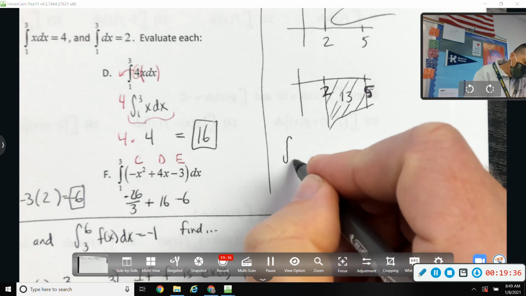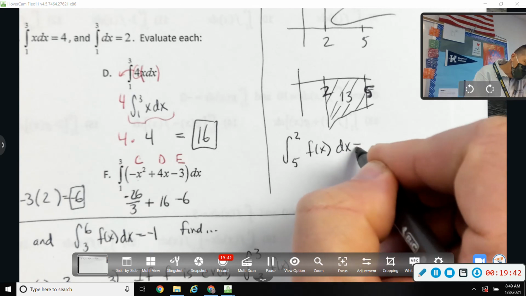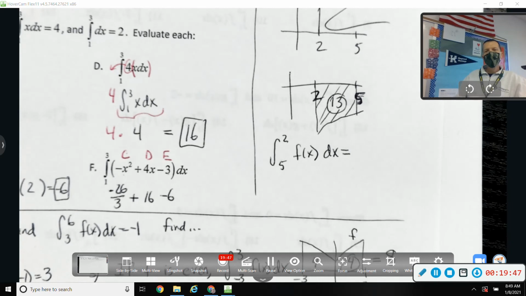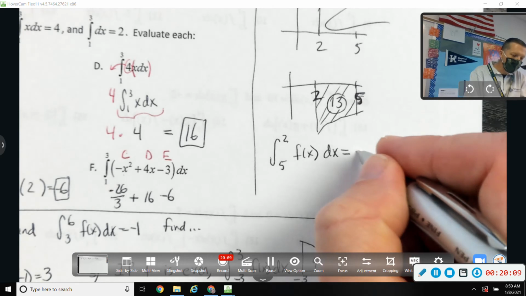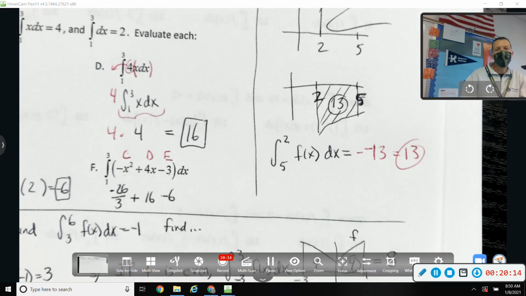But if I want the integral from 5 to 2 of that function, what do we think that answer is? It is 13. Why isn't it negative? Oh, because it's underneath. Right, it's like it's negative twice. It's below the axis, so that makes it negative. But 5 to 2 is negative, so it's sort of negative 13, which would just be 13.